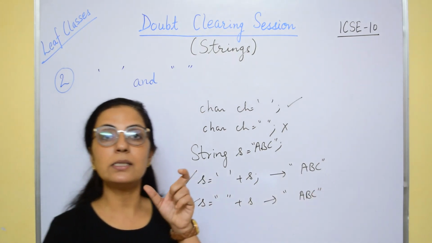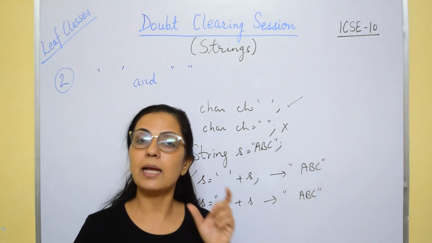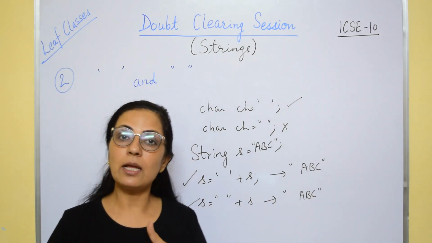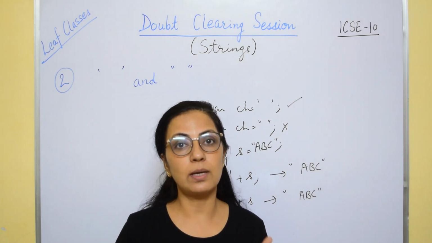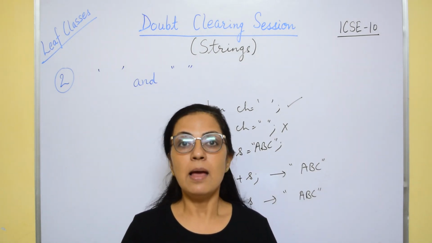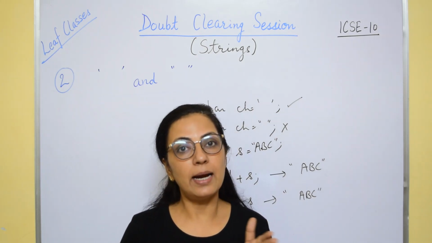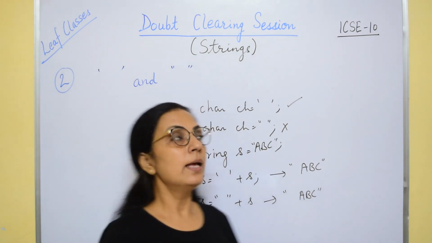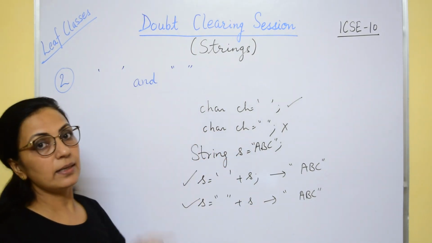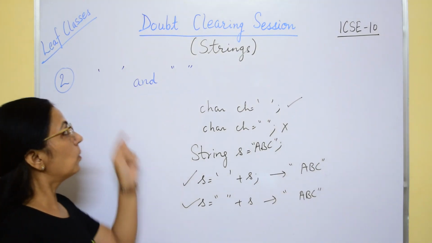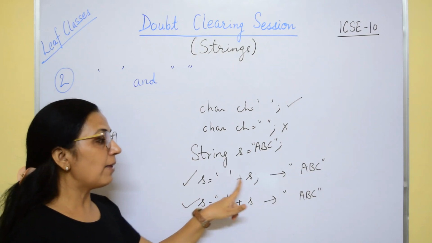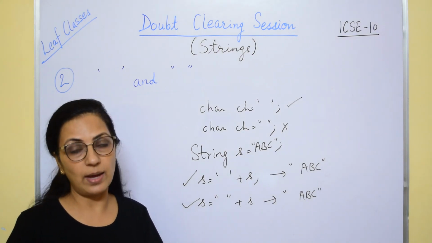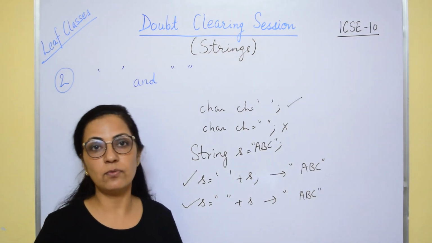When you are using a string variable, you can add a char also to that or add a string also to that. So the string constant cannot be added to a character constant or char variable, but in string we can add a character also or we can add a string also. So I hope the difference between the space within single quotes and the space within double quotes is clear. You can add a char value with a string value, but you cannot add a string value with a char value, right? So let's move on to the next doubt of the students.